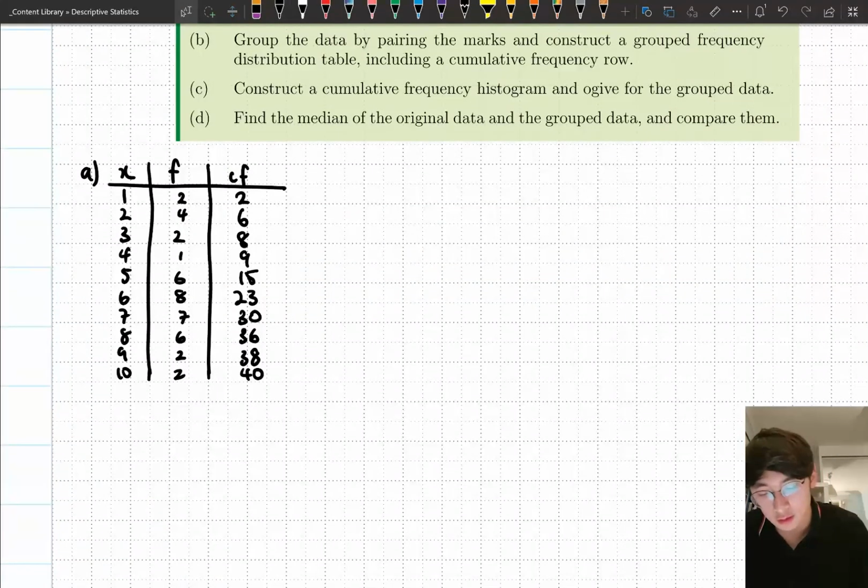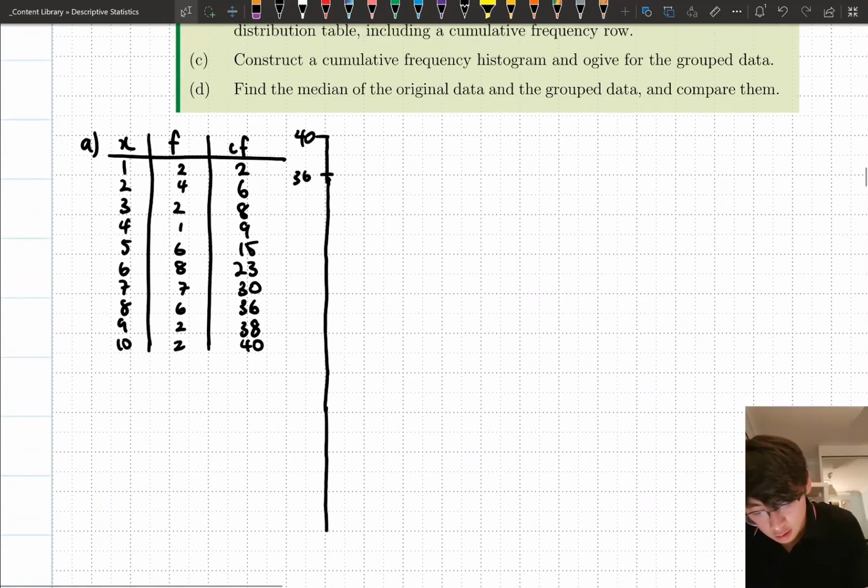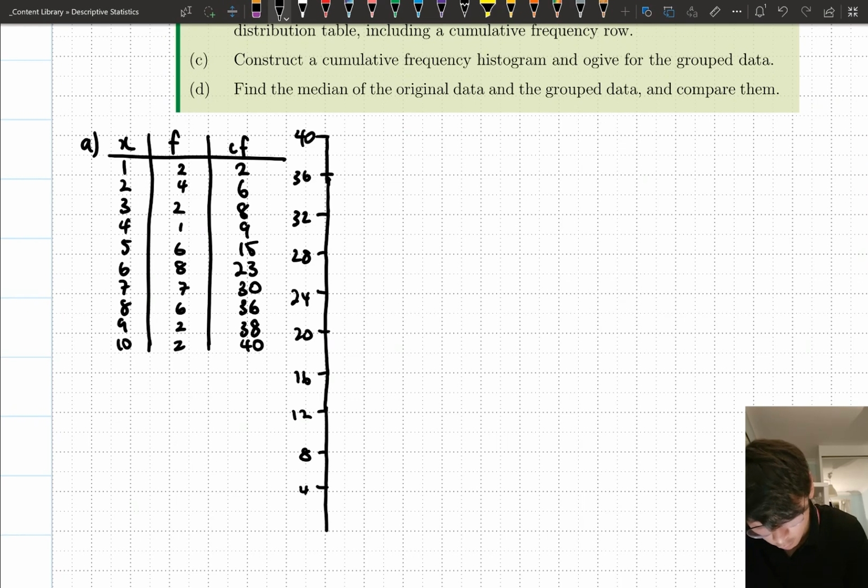Here, I go all the way up to 40. So I'm going to put 40 up here, and I start all the way down at 0. I'm going to go up by 4s each time. So 40, 36, 32, 28, 24, 20, 16, 12, 8, 4, 0.